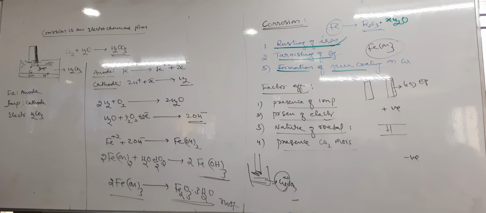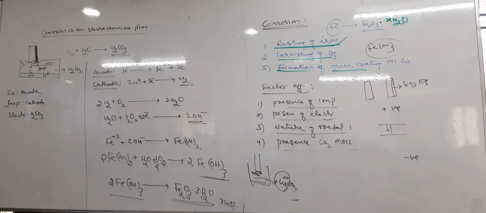Next point, rusting of iron is an electrochemical phenomenon. That means this is why we are studying it in electrochemistry. So this is the reason, it is an electrochemical phenomenon.